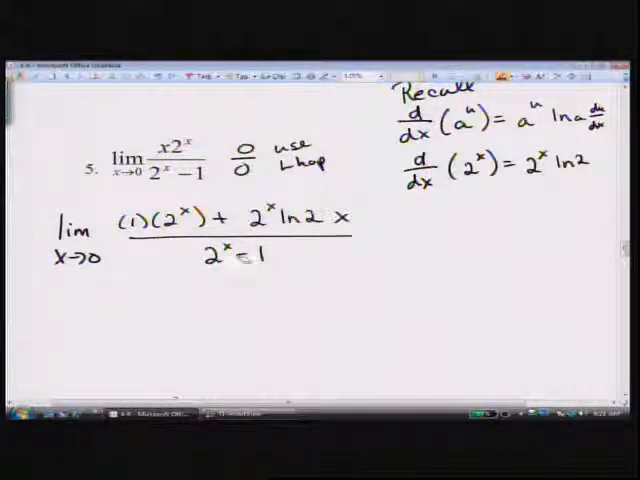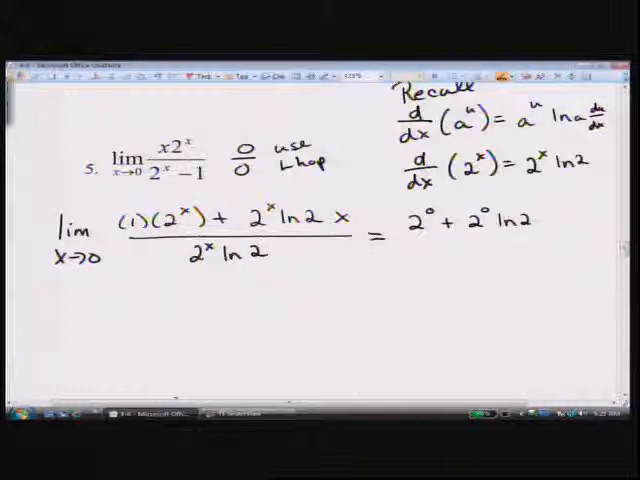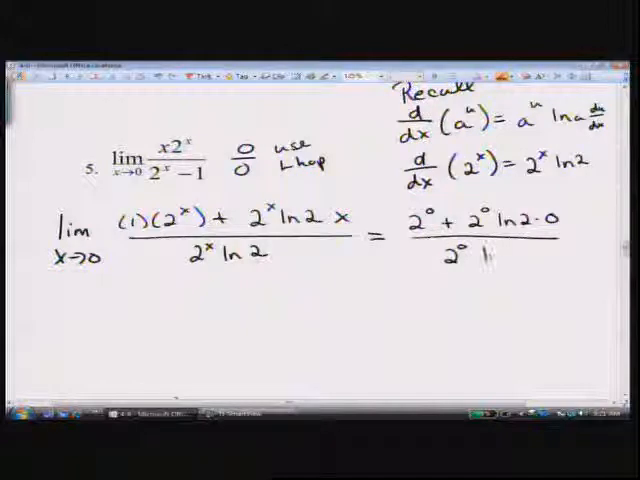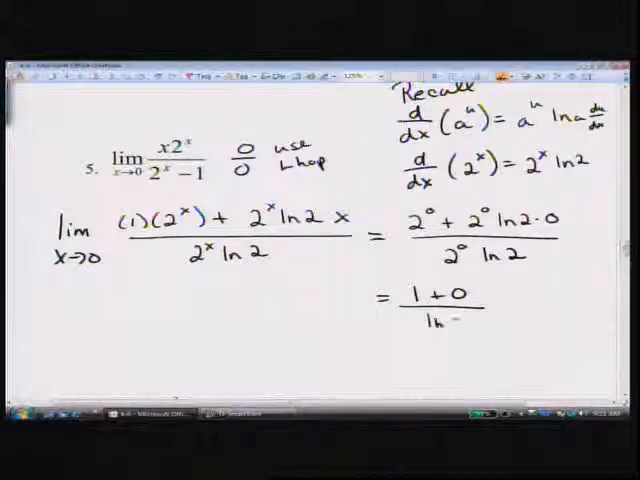Now, oops, just kidding. We have to take the derivative of the denominator, which will be 2 to the x ln 2. Okay, I like that better. Now when we plug in, we're going to have 2 to the 0 plus 2 to the 0 ln 2 times 0, all over 2 to the 0 ln 2. Well, 2 to the 0 is 1. This is ln 2 times 0, so that's just 0, over 2 to the 0, which is 1, so this is ln 2. So the answer is just 1 over ln 2.